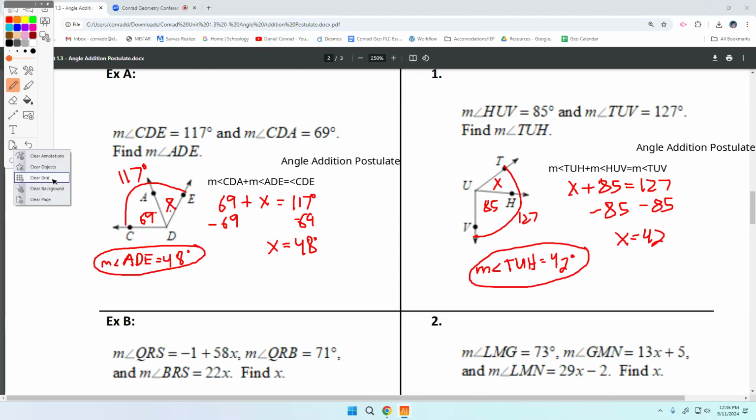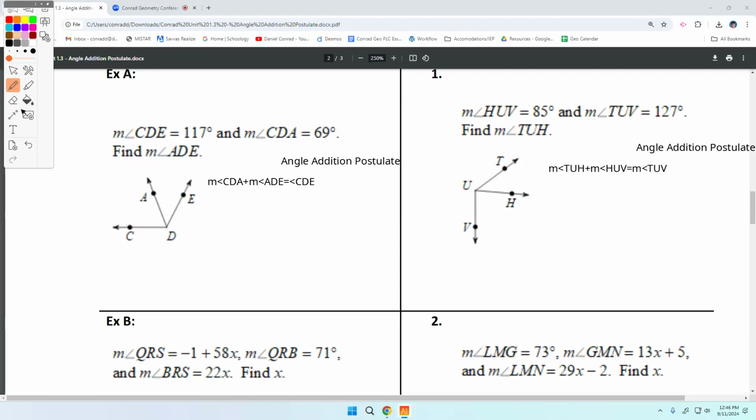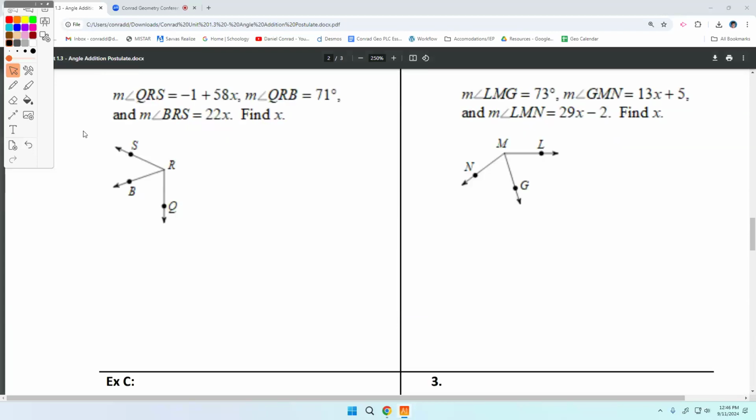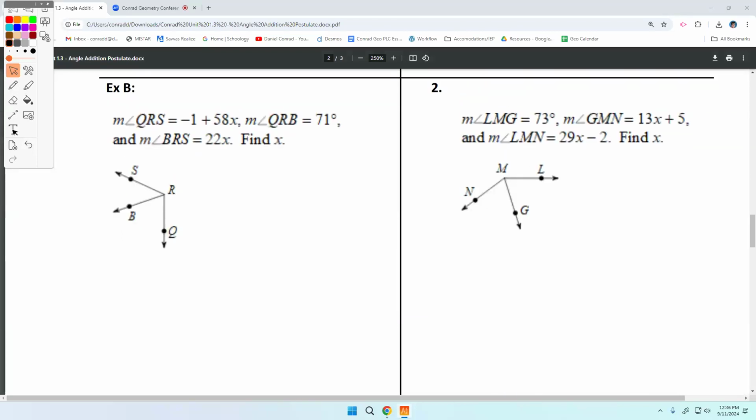All right. B is just the same, except we have expressions instead of numbers. So let's clear annotations and objects. We'll scroll down and let's do the next one. Let's fill in our diagram first. Angle QRS, that's the big one, the whole thing is going to be -1 plus 58x. QRB, that's this one, is 71. And then BRS here is 22x.